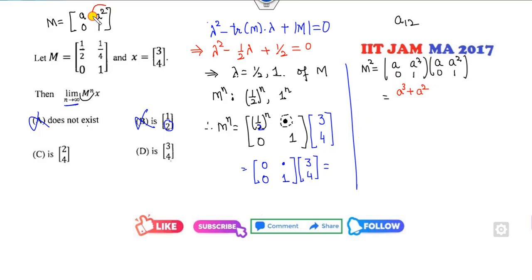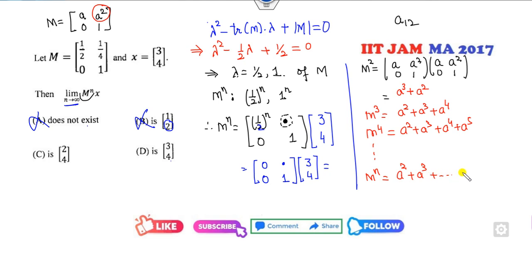It's A cube plus A square. Fine. The first value is my A square. Second value is A cube, A square. What is the next value? So you can see A square, A cube, A4. Fine. A square, A cube. Then similarly what is M4? A square, A cube, A4, A5 and so on. So what is Mn? It is A square, A cube and up to A to the power n plus 1.